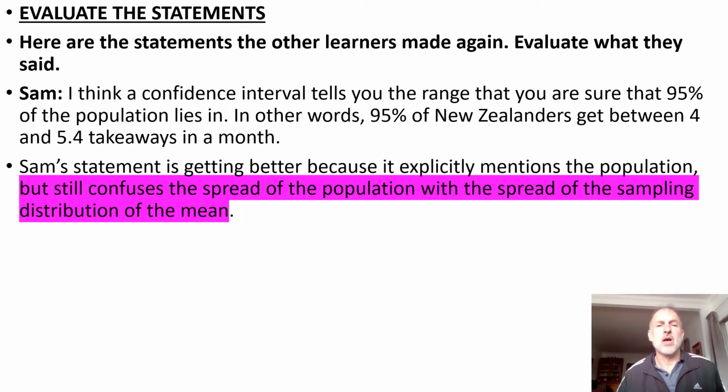Sam's statement: I think a confidence interval tells you the range that you are sure that 95% of the population lies in. In other words, 95% of New Zealanders get between 4 and 5.4 takeaways in a month. People, Sam's statement is getting a little bit closer because it explicitly mentions the population, but it confuses the spread of the population with the spread of the sampling distribution of the mean.